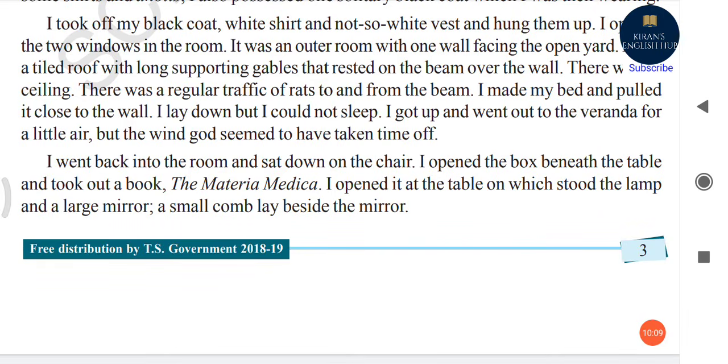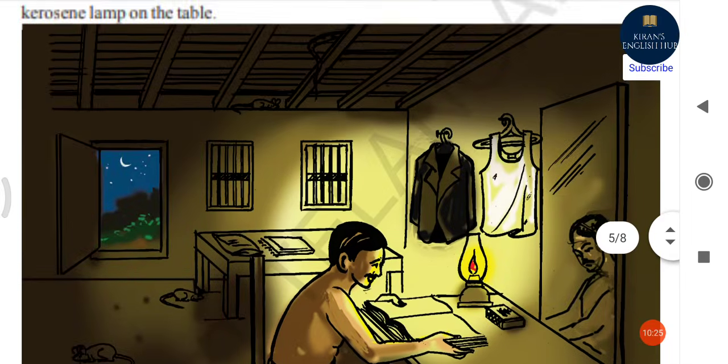So I went back into the room and sat down on the chair. I opened the box beneath the table and took out a book, the Materia Medica, that is related to medicine. I opened it at the table on which stood the lamp and a large mirror. A small comb lay beside the mirror. So you can see here.